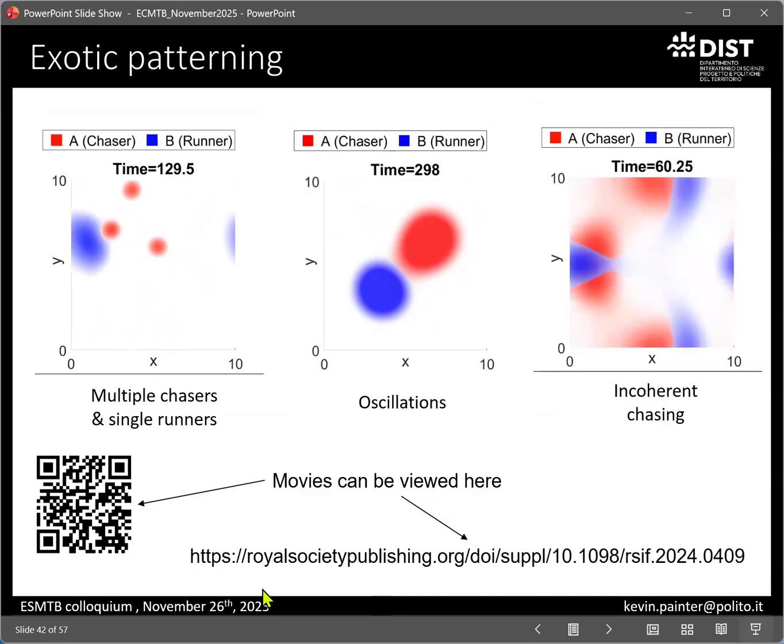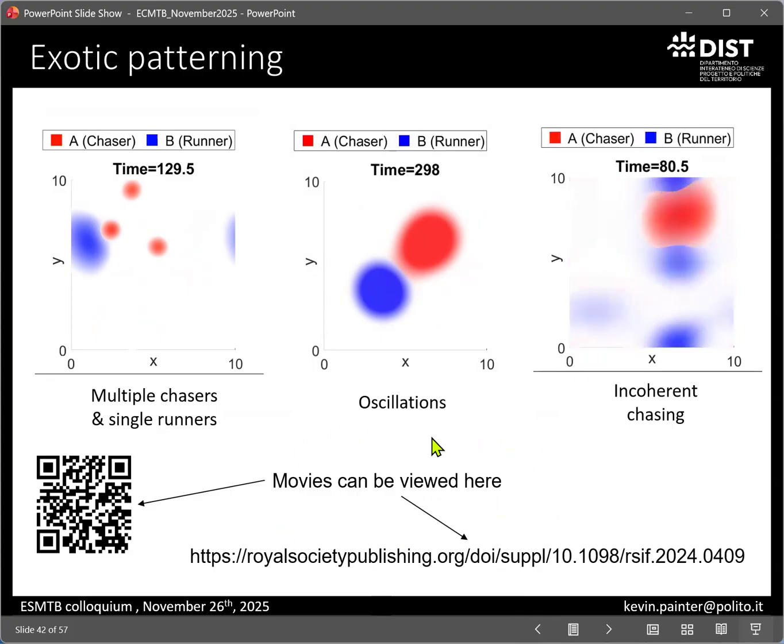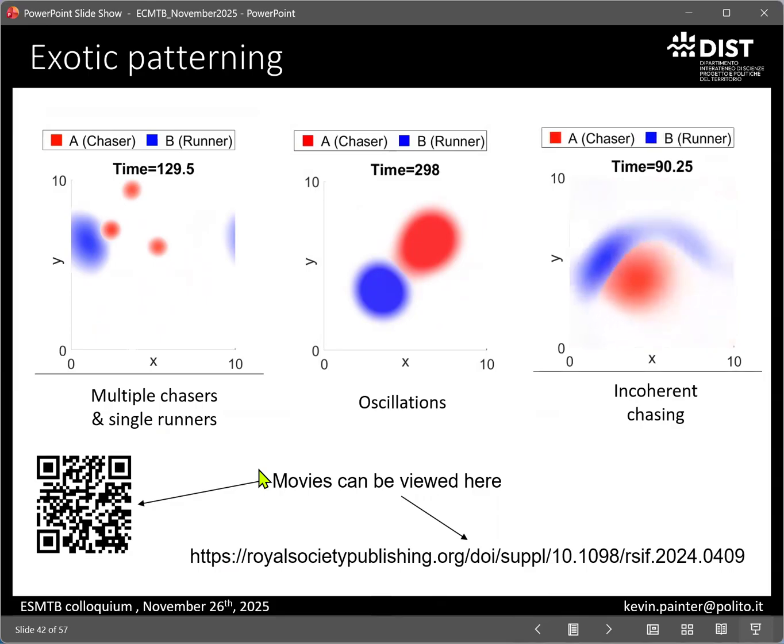And as I say, I don't know how well some of those movies could be viewed, but you can kind of view the movies here. If you go to the paper, you'll be able to see the various movies.